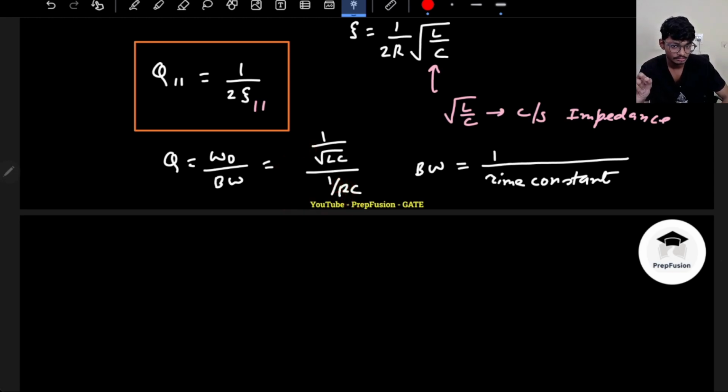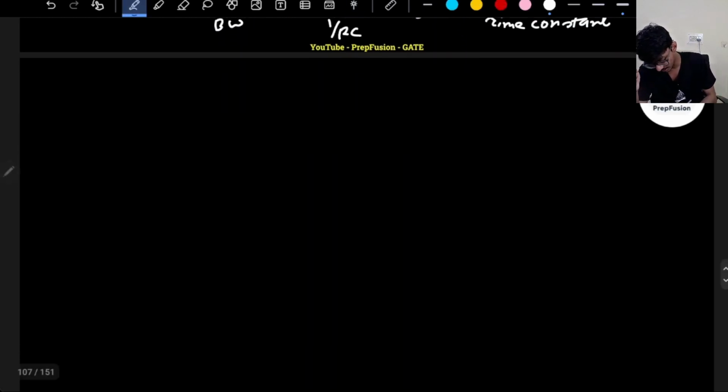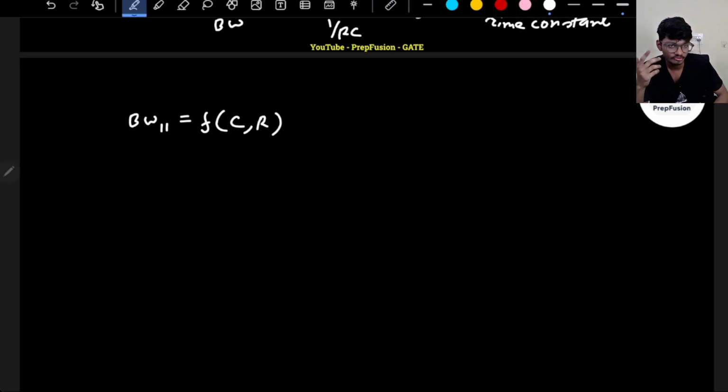For a parallel circuit, my bandwidth is a function of capacitor. It is not a function of inductor. It is a function of capacitor and resistor. So if you remember that and you know that bandwidth is 1 by time constant, what is the time constant for an RC circuit? It is RC, so I have to take the inverse. So it will be 1 by RC. So you first write tau is RC, and then you take the inverse of tau. So that's how I used to remember the bandwidth for different circuits.